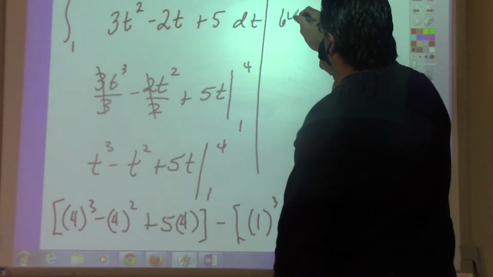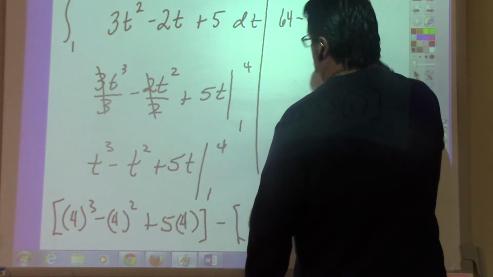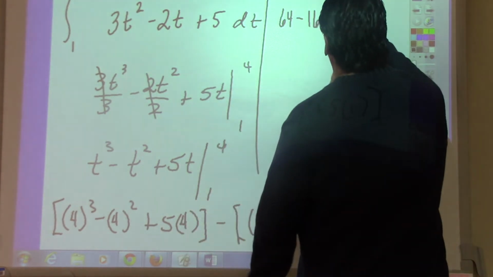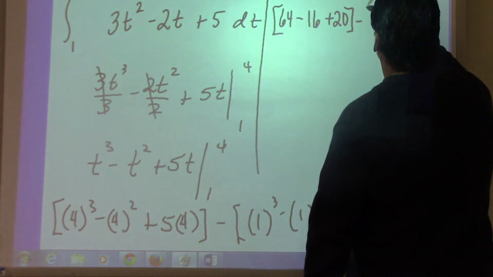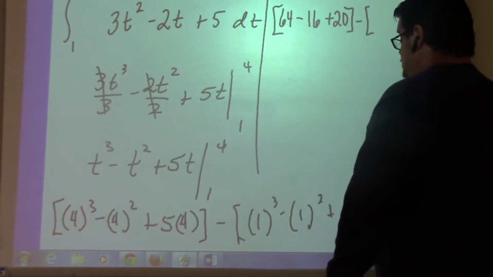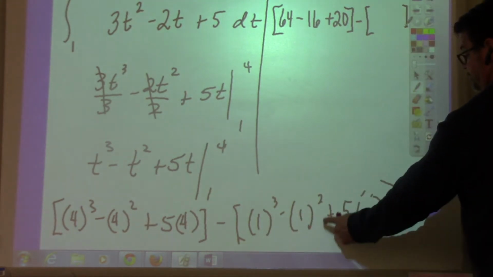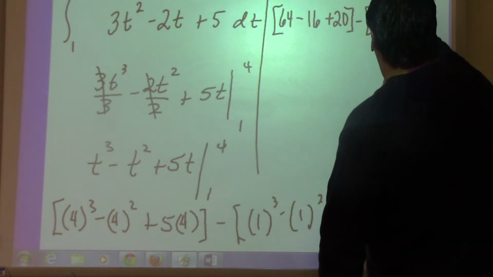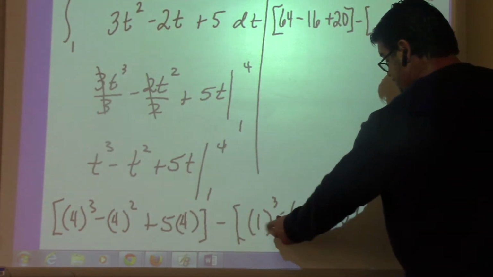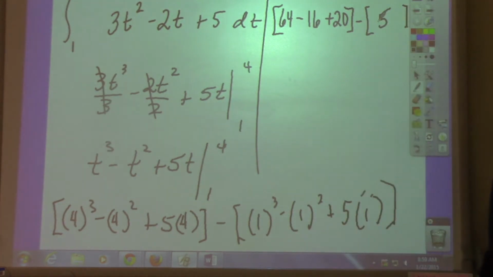So 64 minus 16 plus 20, brackets, minus brackets, 1 minus 1 plus 5. 5? Yes. Right? 1 minus 1 is 0, 0 plus 5, make sure. I'd hate for you to miss it because of a careless error.